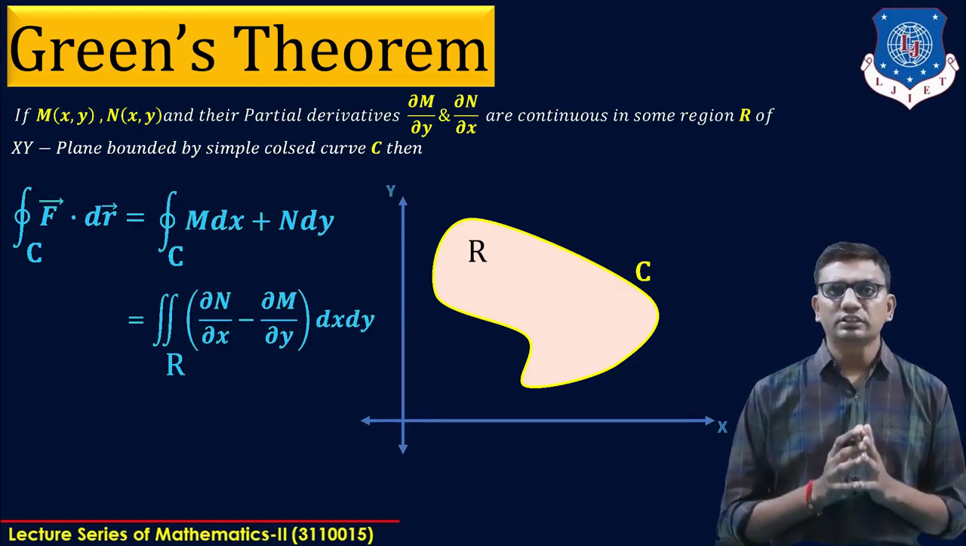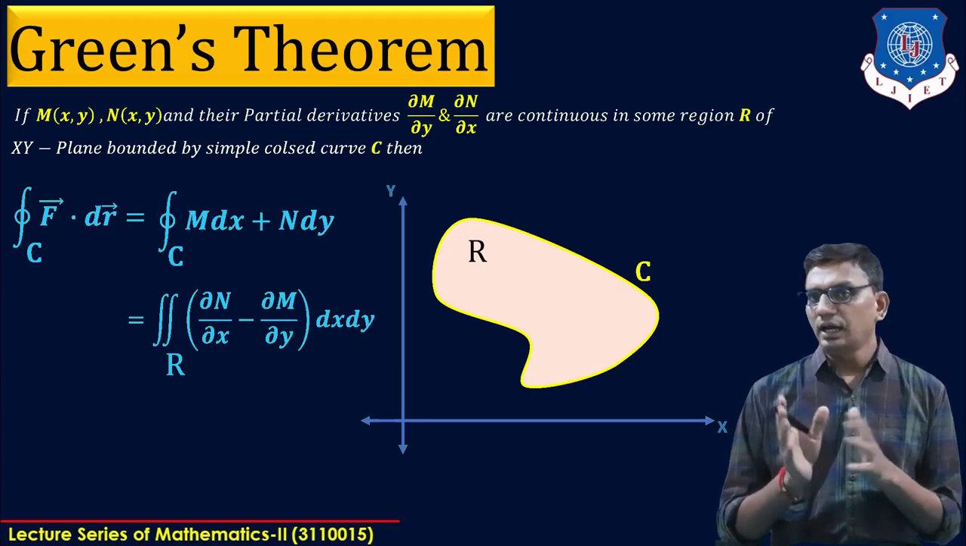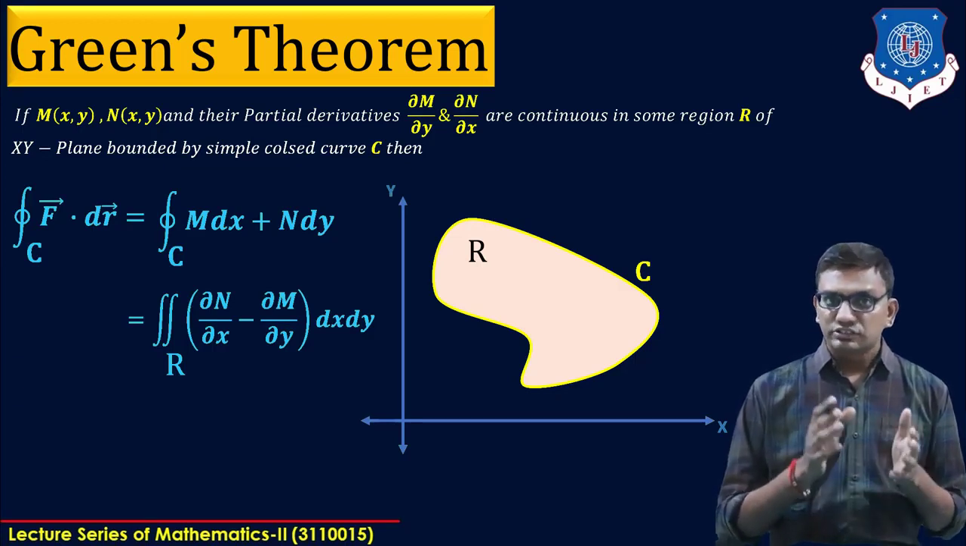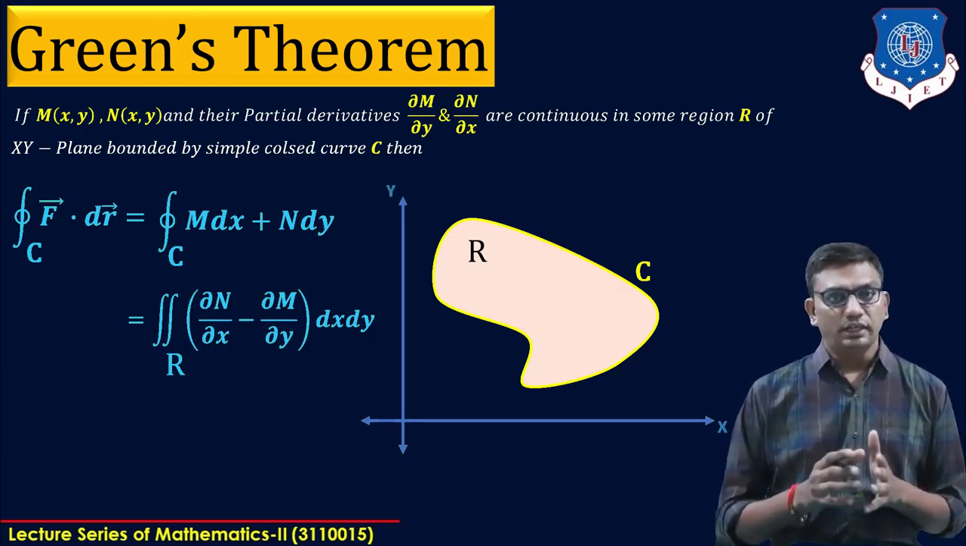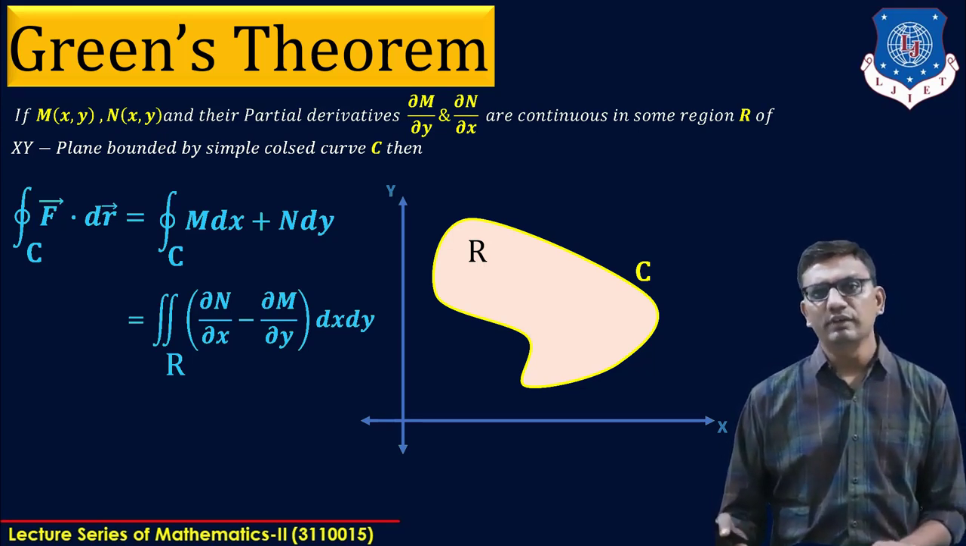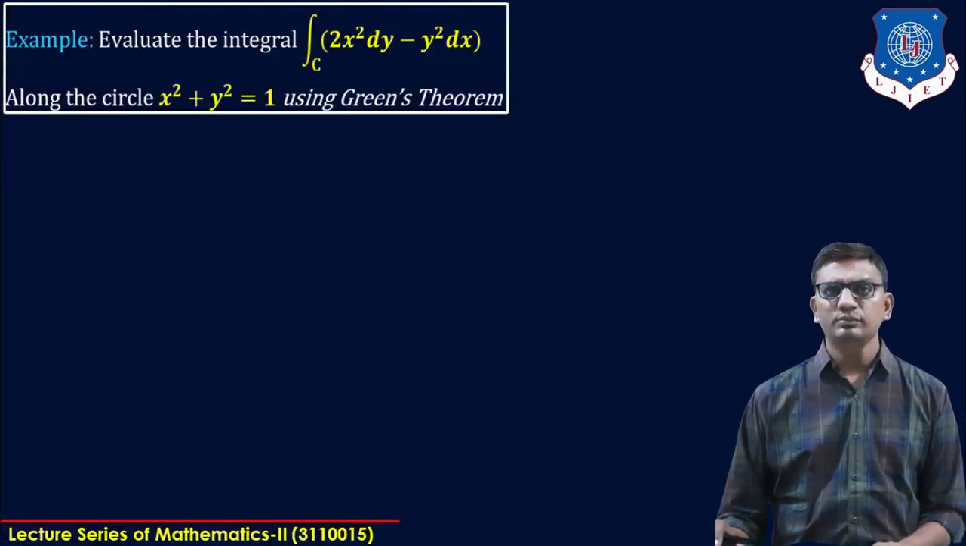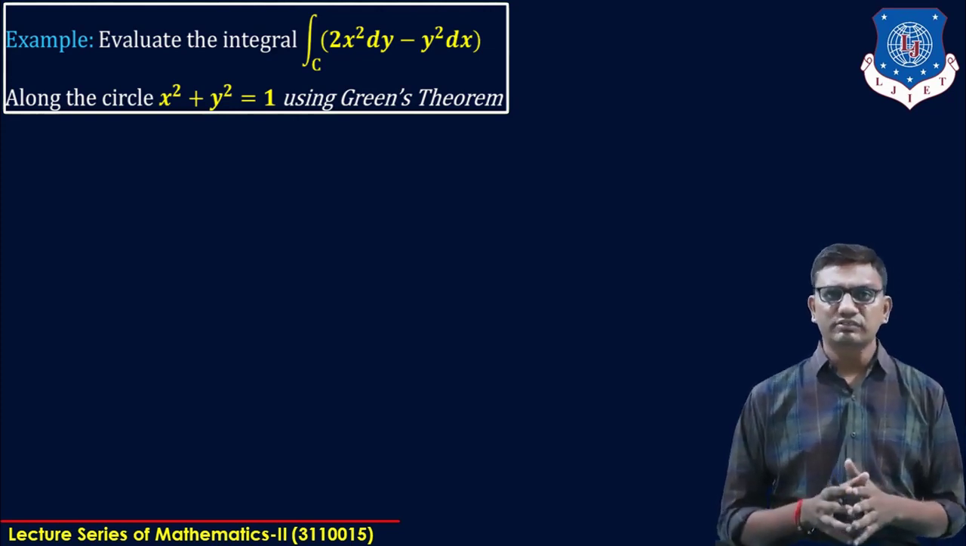Here the double integration of Green's theorem depends on region R, and R is bounded by a simple closed curve C. And here we can apply the properties of double integration to evaluate the examples. Let us see one example of Green's theorem. Evaluate the integration over C of 2x square dy minus y square dx along the curve x square plus y square equal to 1, which is our unit circle, using Green's theorem.